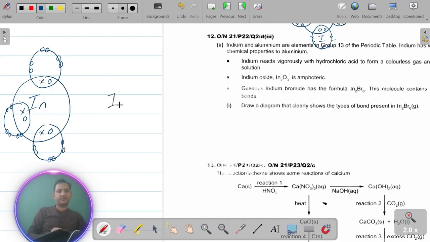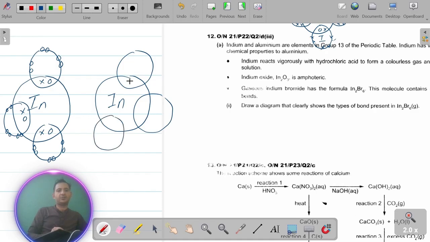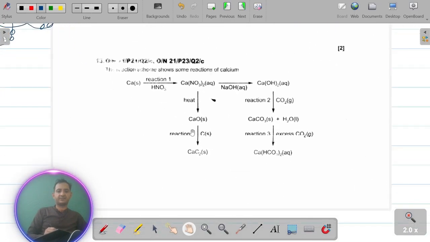So I have another indium, and 1, 2 and 3 bromines. So the electrons of indium and bromine, 1 2 3 4 5 6, 1 2 3 4 5 6, 1 2 3 4 5 6. So this lone pair of electrons of bromine is attracted toward this indium. Okay, so it is the structure of In2Br6.